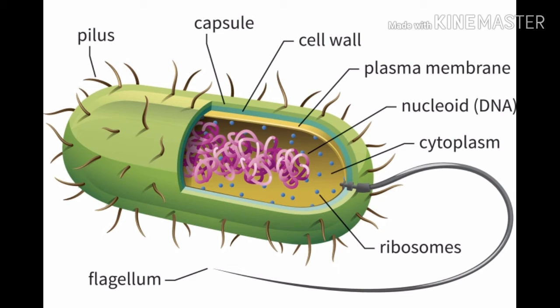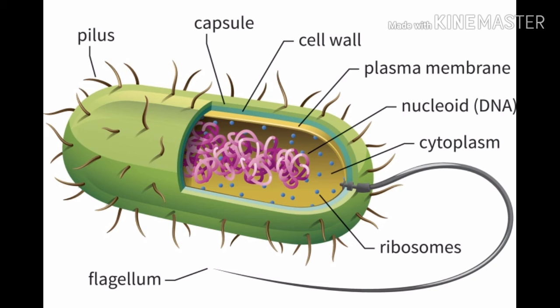Prokaryotic cells also have ribosomes, like eukaryotic cells. But the ribosomes of prokaryotic cells are smaller than the ribosomes found in eukaryotic cells. They are what we call 70S ribosomes, rather than the 80S ones found in eukaryotic cells. Ribosomes are cell structures responsible for protein production.